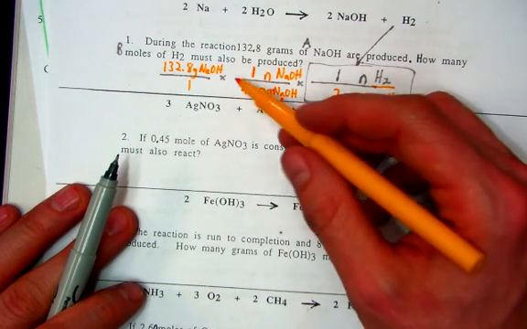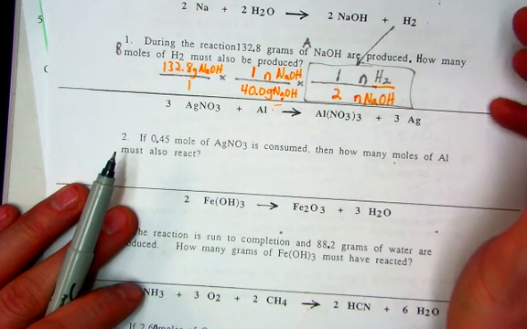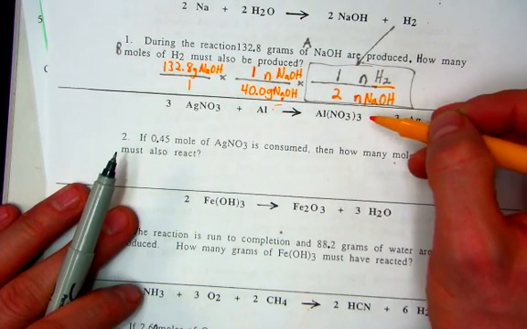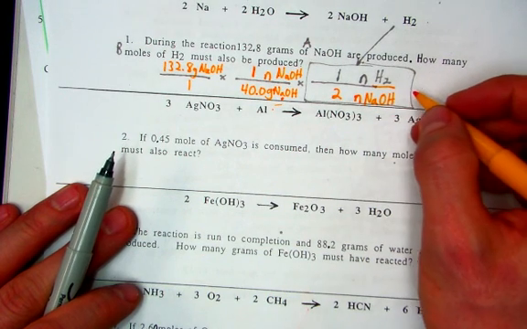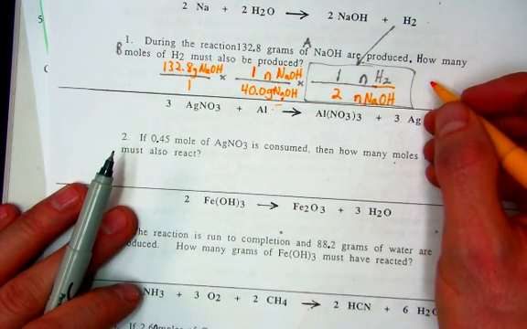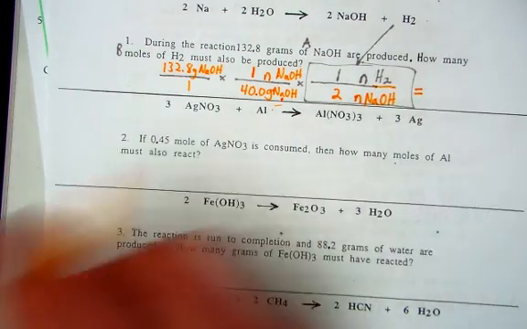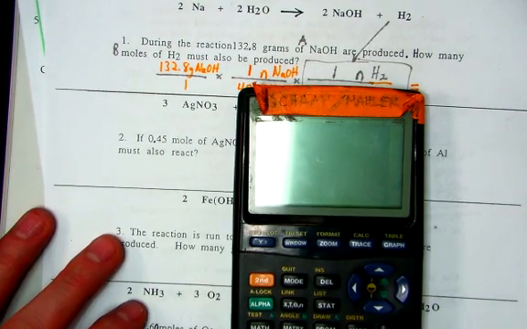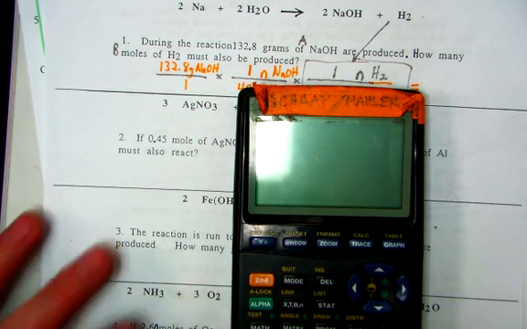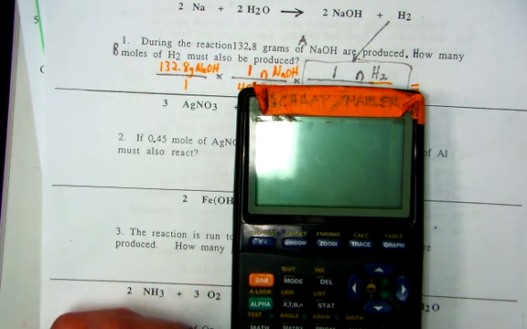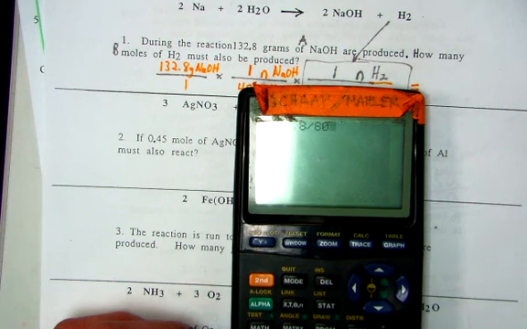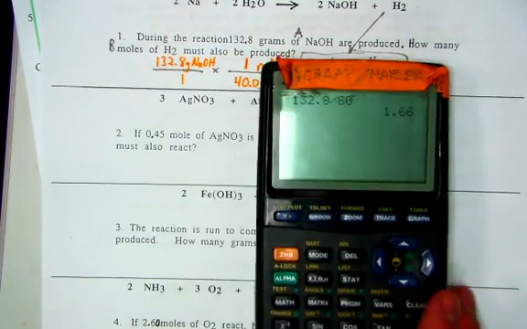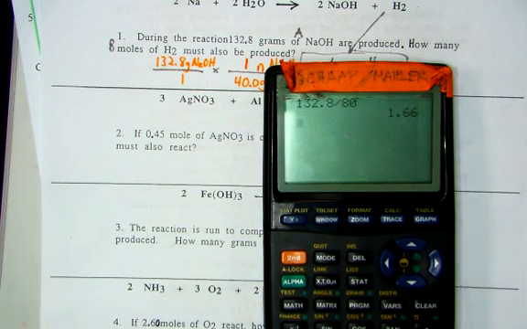So no problem with this multi-step one. It's 132.8 times 1 times 1, which is basically 132.8, divided by 40 times 2, divided by 80. So you let your calculator do the magic, and it should be maybe 1.66. All right, you can put 1.7 if you would like, that's fine.